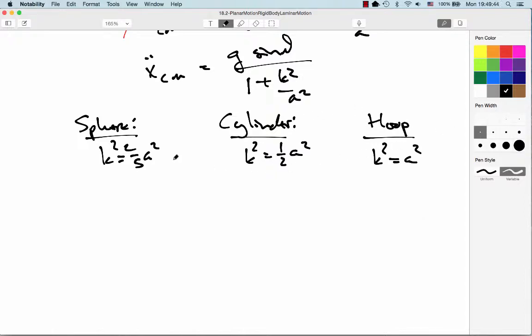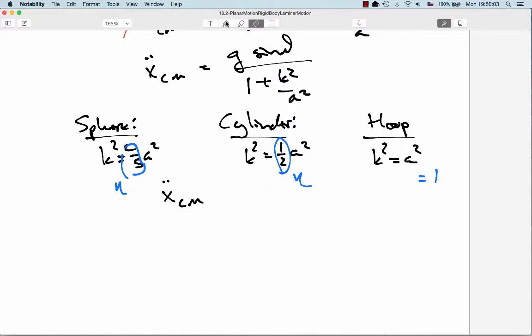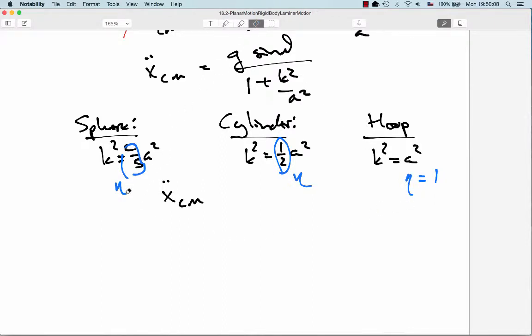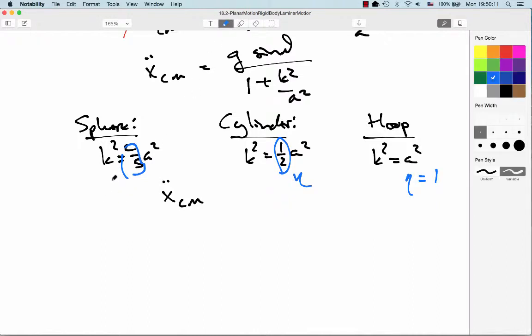Let's just call whatever the leading constant is eta. So X double dot CM would be eta for my sphere, that would be eta for my cylinder, and for my hoop, eta would be 1. Let's draw a proper eta there. Much better. That one's a little dodgy but acceptable, but we'll make it more obvious. There we go. So we'll write that my XCM double dot, now let's move that.